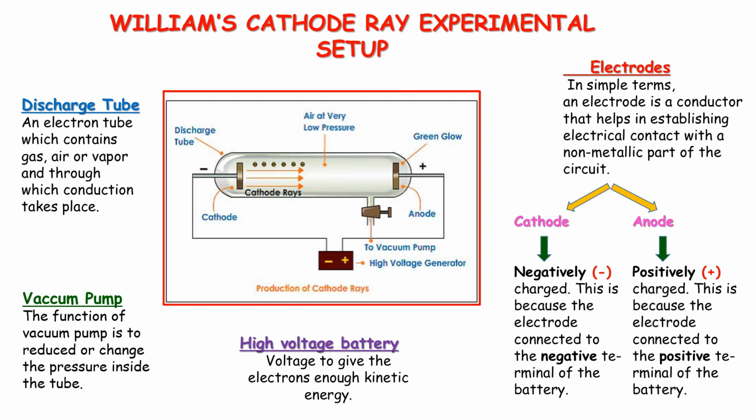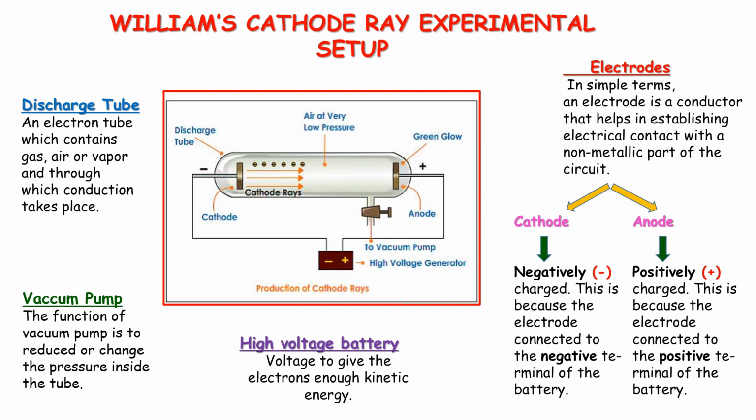Do you think I just rattled down all the points? Don't worry, kids. Before moving on, I would like you to revise again the basic components for this experiment. Discharge tube, kids. It is a gas-filled tube. I want you to imagine it just like a soda bottle. Electrodes, what does it mean? Kids, an electrode is a metallic plate or disc which acts as a conductor for establishing electrical contact.